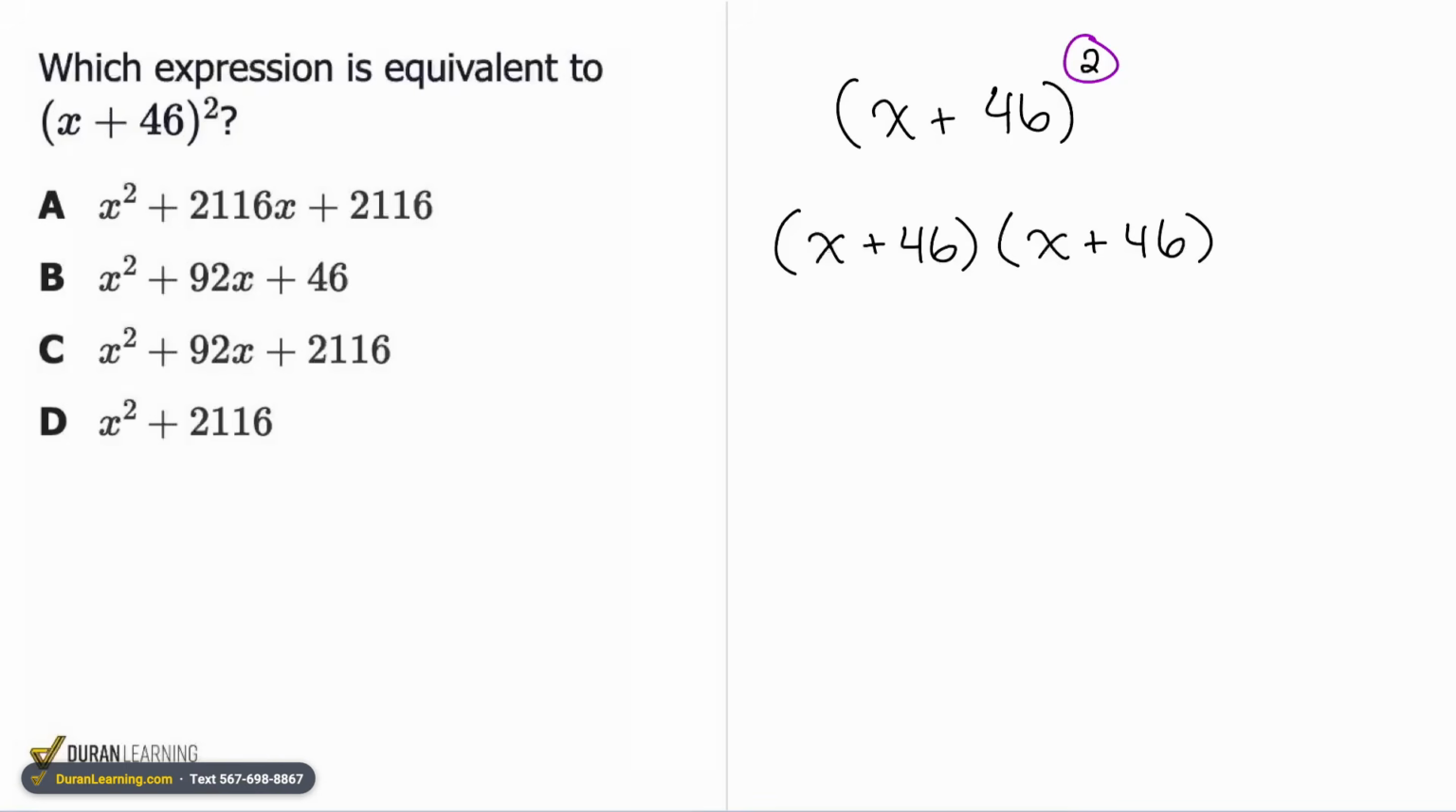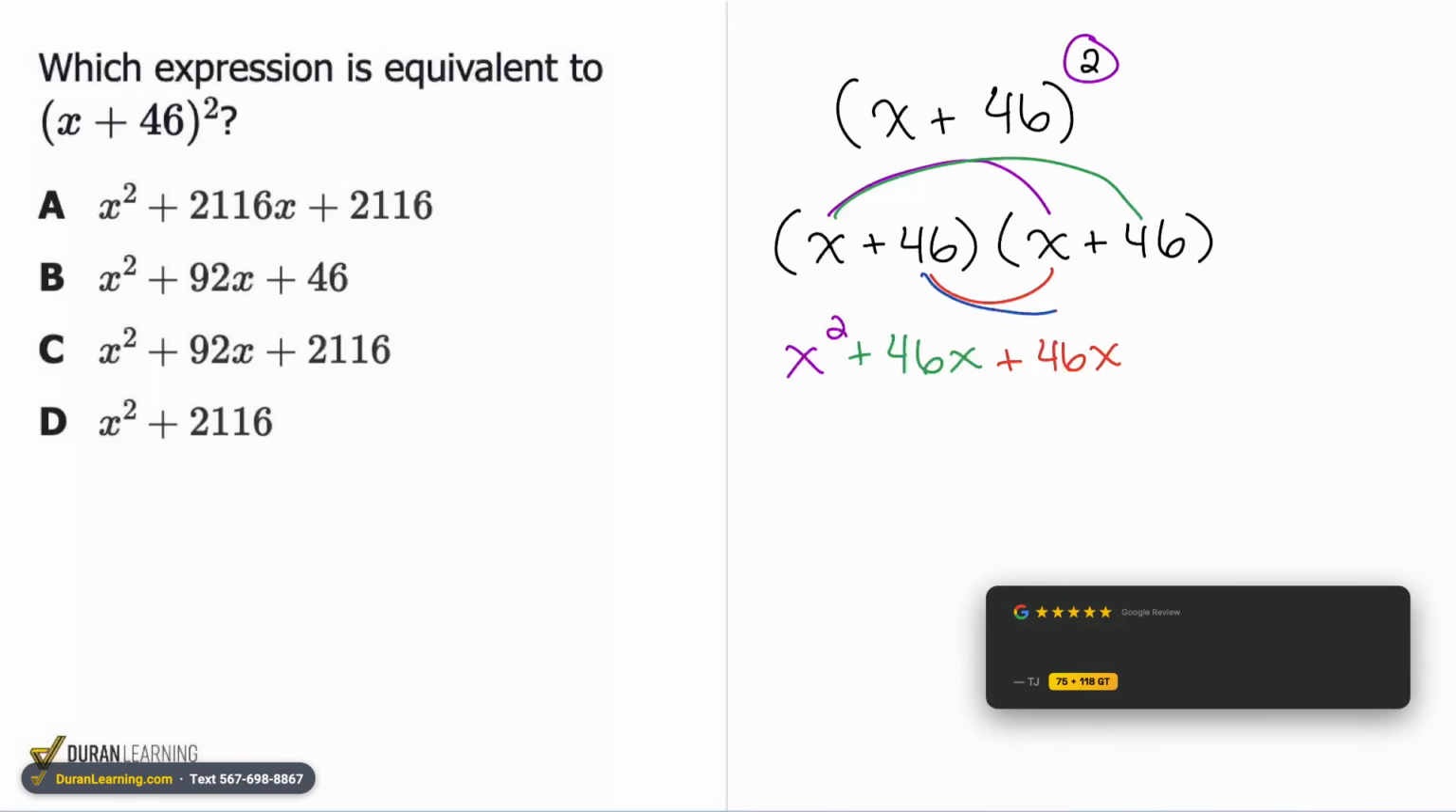So we're going to apply the same rules for distribution, and it's going to be x times x. Then we have x multiplied by 46. So that's 46x. Then we have 46x again. And then we have 46 times 46, which if I'm not using a calculator, I'm not even going to do that. I'm just going to look at my answer choices and make a deduction. The deduction is that 46 times 46 is 2116. So no need to waste any time. Test-taking strategies, when they're available, they work.